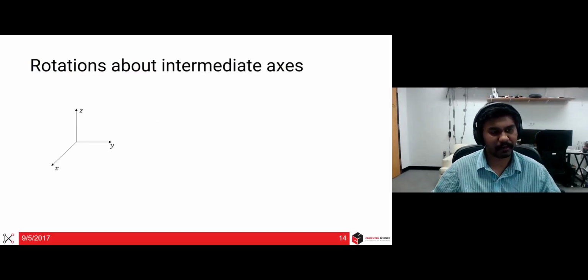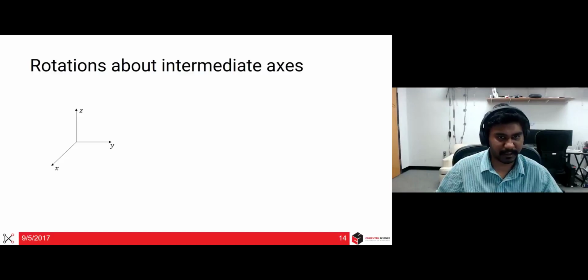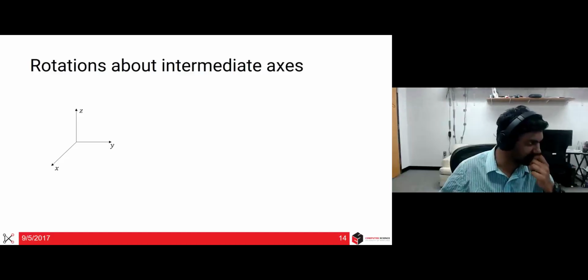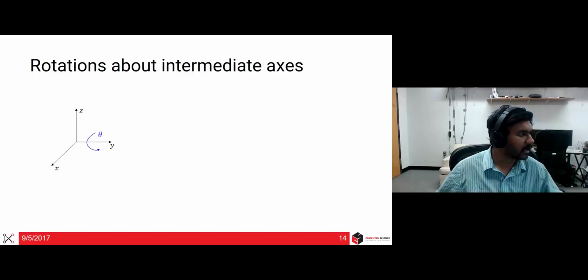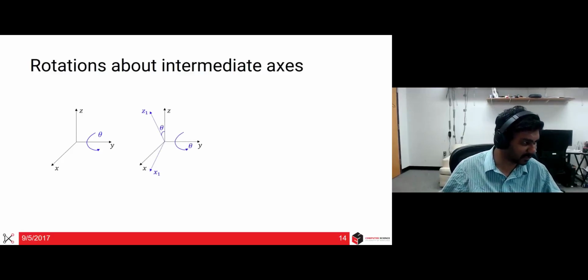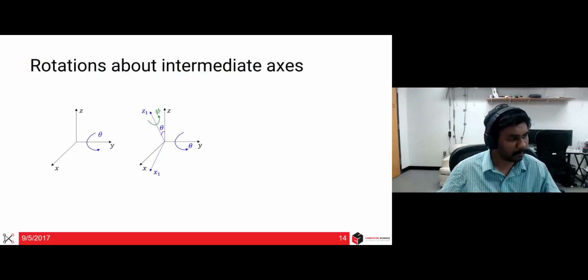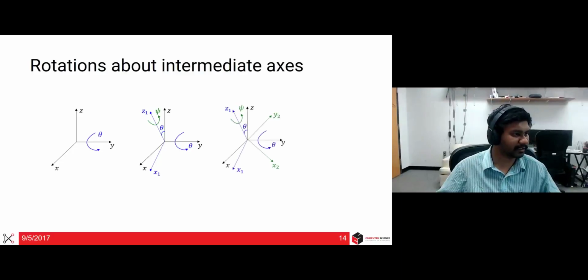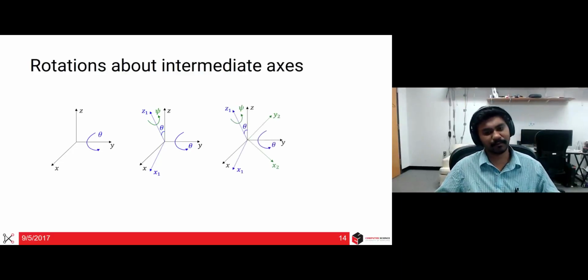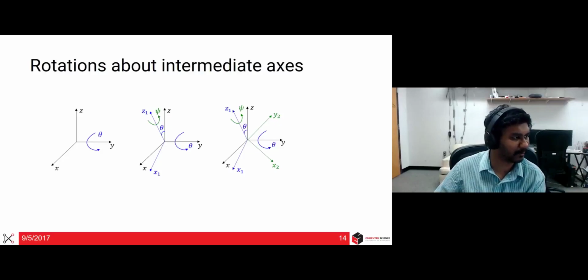Okay. Now we need to talk a little bit about rotations about intermediate axes. So consider the axes shown here, X, Y, Z, and I rotate about the y-axis in anti-clockwise direction by angle theta. So the new coordinate frame would look like this, wherein y1 coincides exactly with y. And now I'm going to rotate about the z-axis, or z1 axis, which is the intermediate new axis, by an angle psi. So the resultant axis is going to look like this. So what do you think the final rotation matrix which encompasses these two rotations will be?